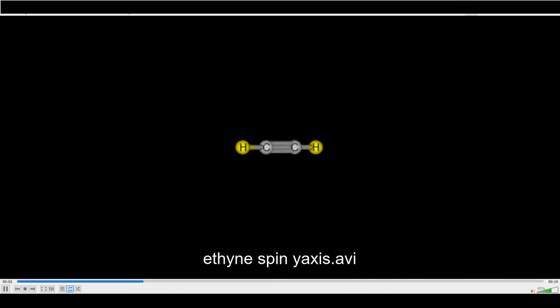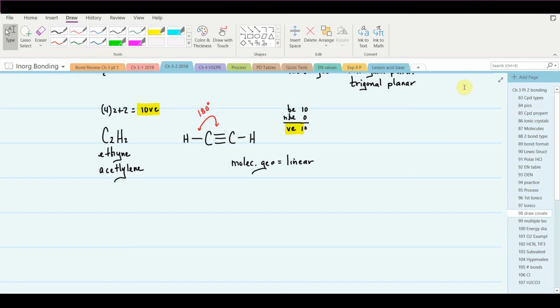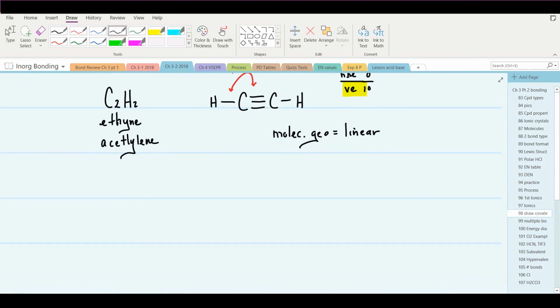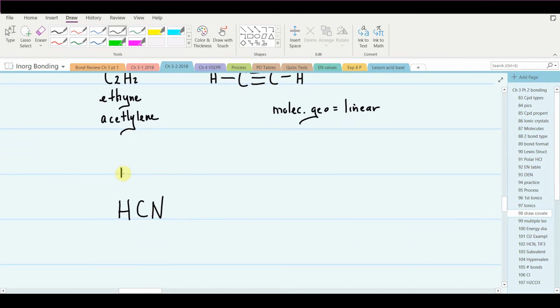Right, so try drawing now the structure of hydrogen cyanide. Hydrogen cyanide has the formula HCN. Group 1A, group 4A, group 5A. How many electrons? 1 plus 4 plus 5 makes 10 valence electrons.